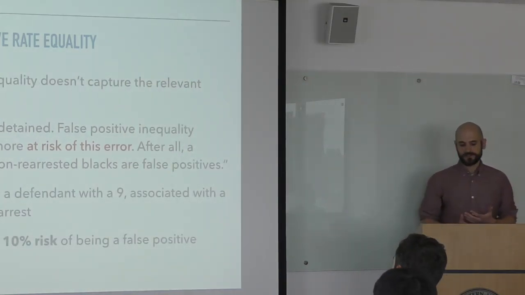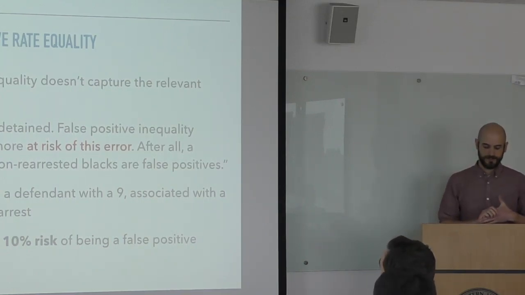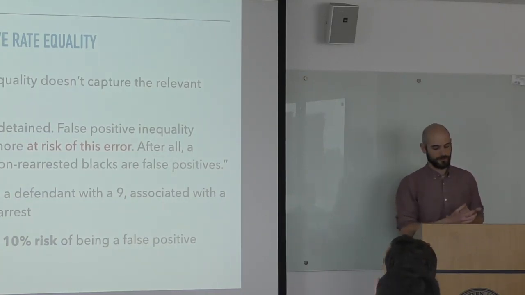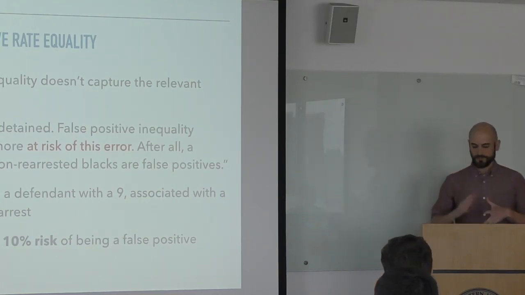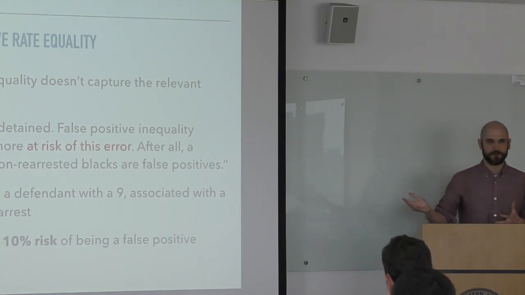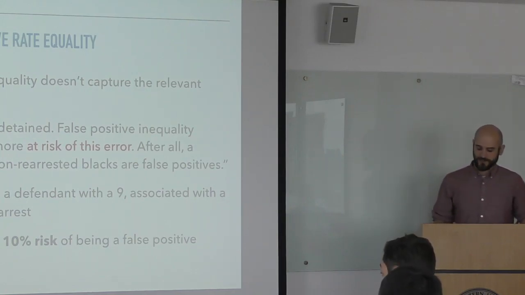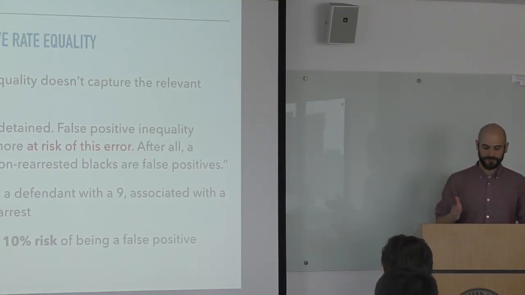As I've said, I think false positive rate equality or inequality just doesn't capture the relevant notion of risk. So let's consider a case where this claim has been made by a black defendant with a COMPAS score of 9. And let's just suppose, to make the math easy, that that score is associated in a calibrated tool with a 90% chance of rearrest. In the real world, it's not that accurate, which is itself a huge problem. In any case, a decision based on this classification has a 10% chance of being incorrect. That's what we know from the 90% accuracy of the score of 9.